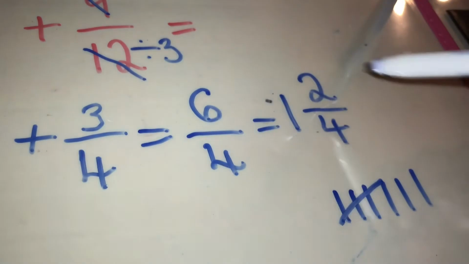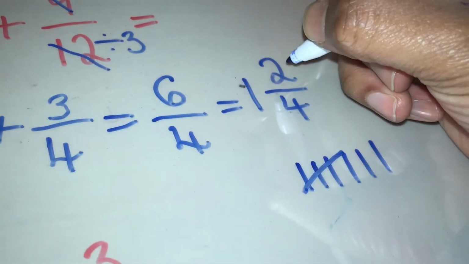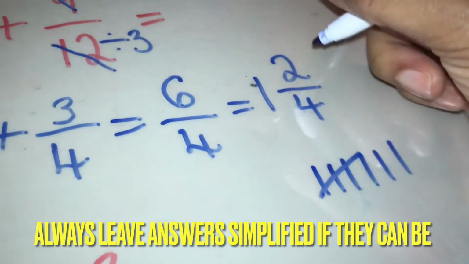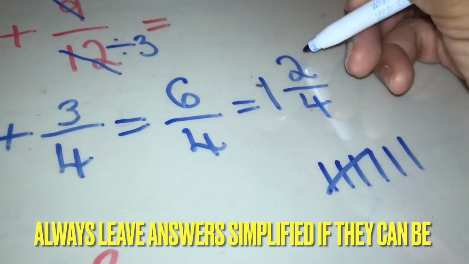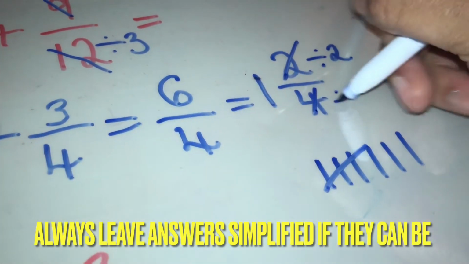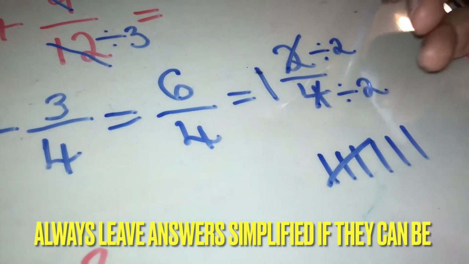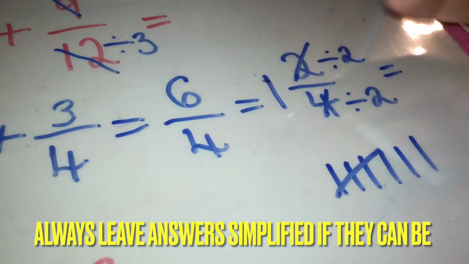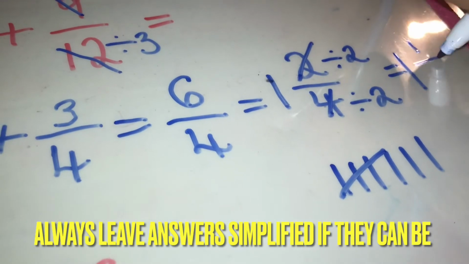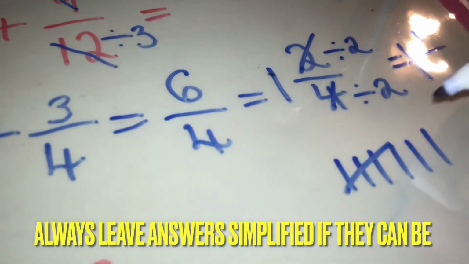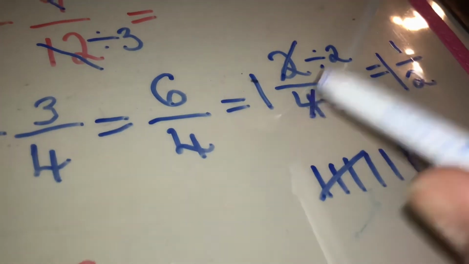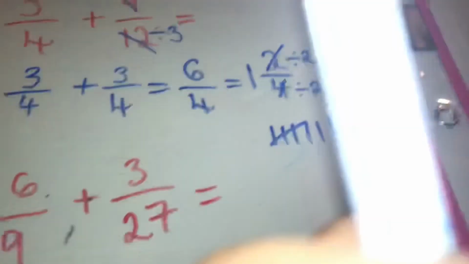This here we can still break it down more because 2 and 4 are both divisible by 2. So we can divide these both by 2. So you can say 2 divided by 2 and 4 divided by 2 equals, so the 1 is just going to stay the same. 1, 2 divided by 2 is 1 because 1 times 2 is 2. And 4 divided by 2 is 2 because 2 times 2 is 4. Okay, so that's how that one would end up.